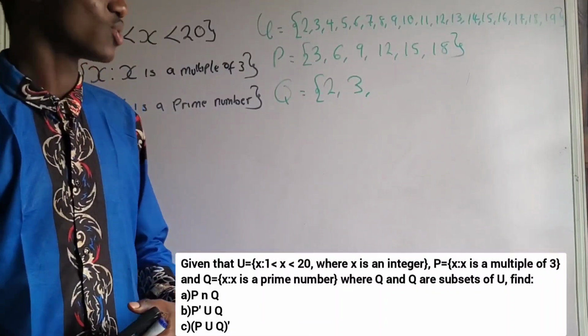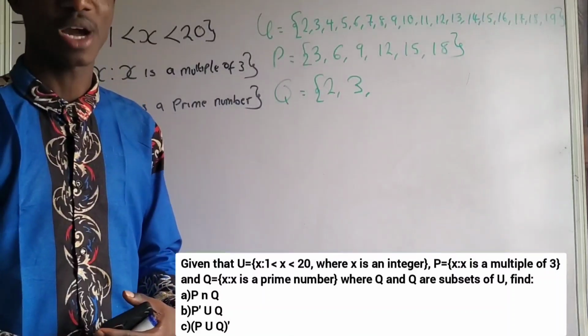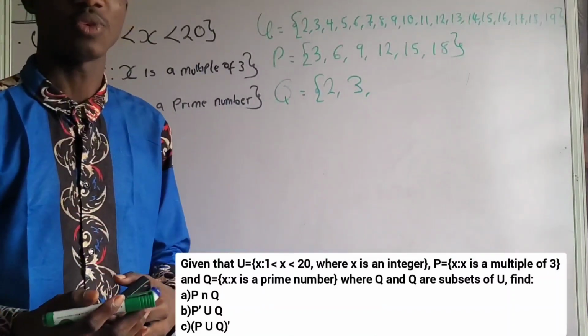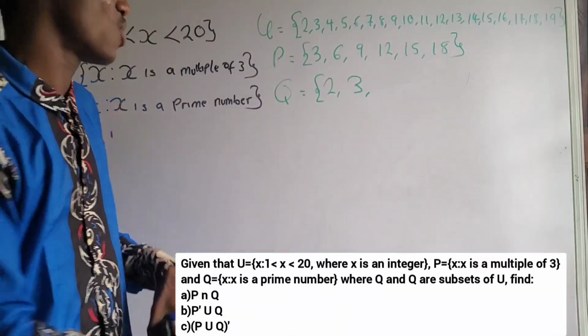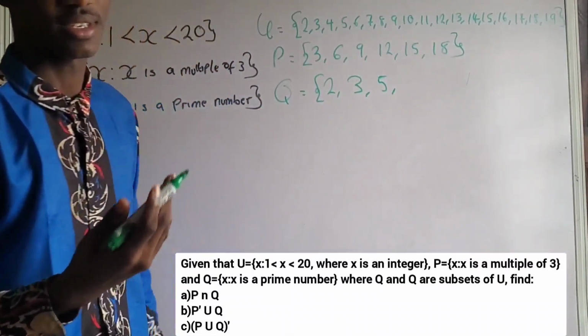Are you getting it? So we cannot put 4. What of 5? 5 is also a prime number because 5 is divisible by itself and 1 without remainder. Are you getting it? So we're going to have 5 here. What of 6? 6 cannot be regarded as a prime number.